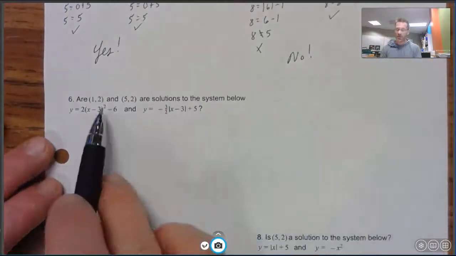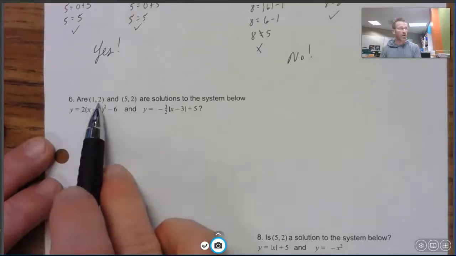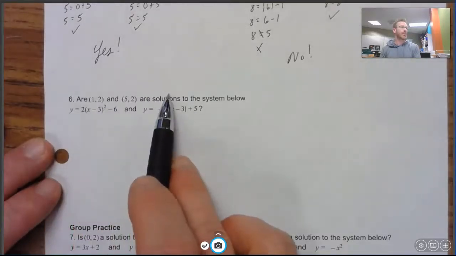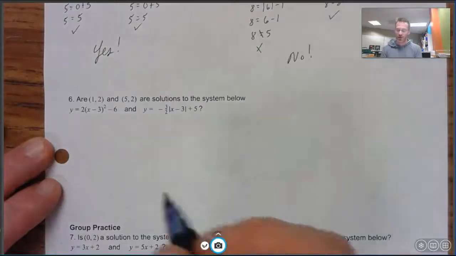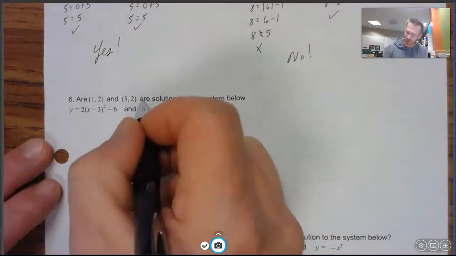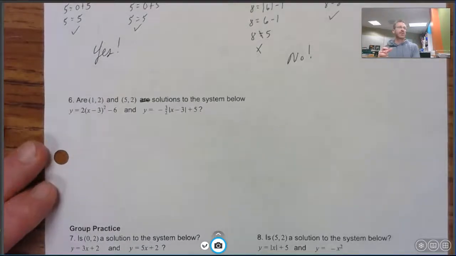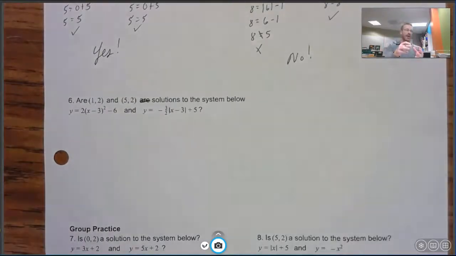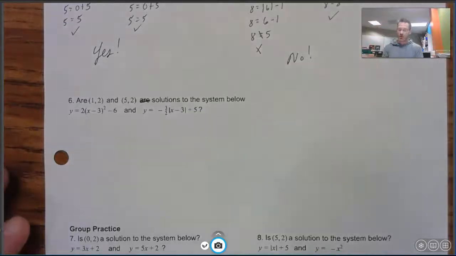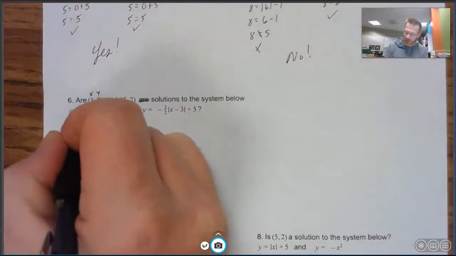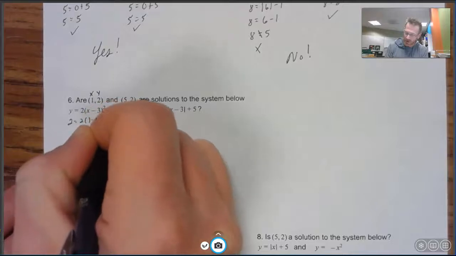Okay, now let's jump down. So notice now in number 6, it says we have 2 points, (1, 2) and (5, 2). Are they solutions to the system below? Now, once again, we do this the same way, but it's like two separate problems. We're going to do (1, 2) first, and then reset and do (5, 2). So once again, this is x, this is y. So 2 goes in for y, 1 goes in for x.